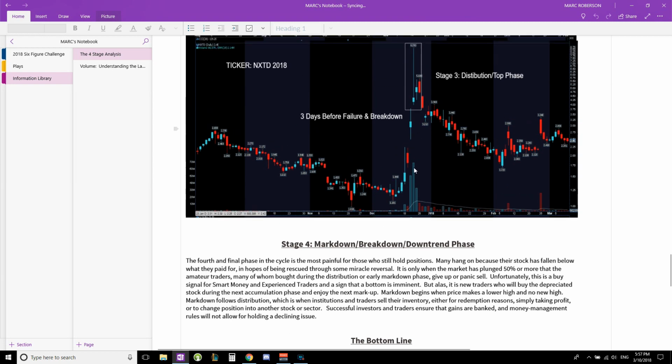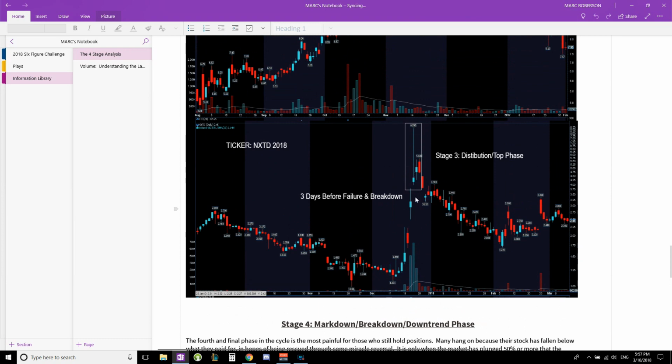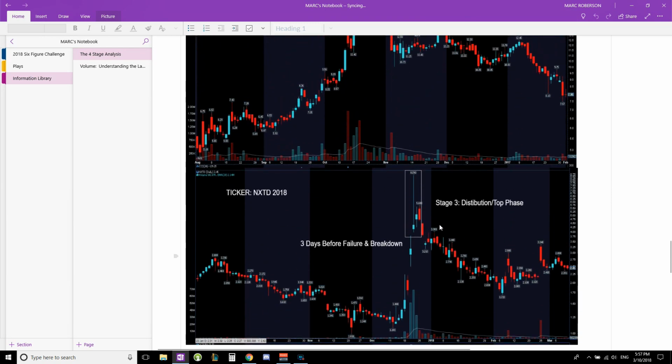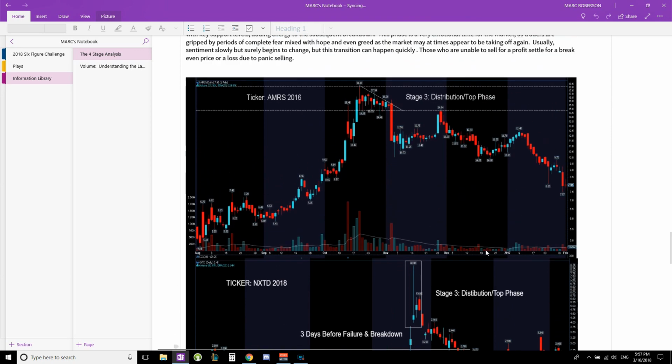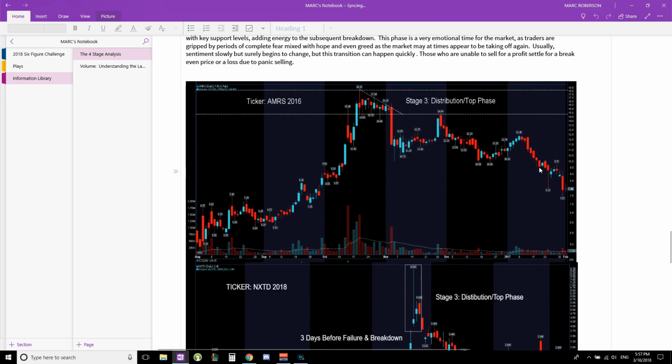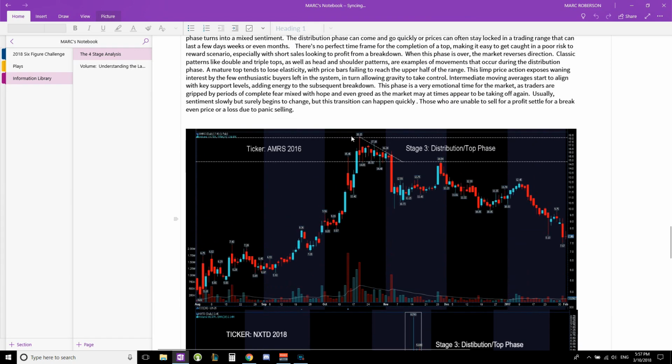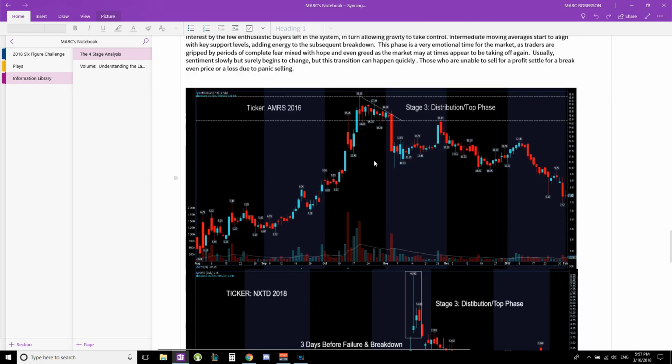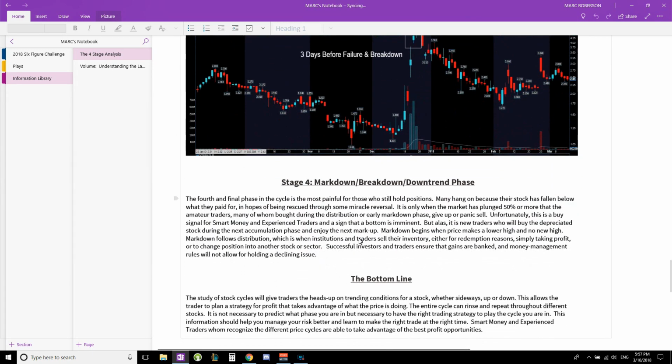But this is pretty much it. I didn't make a stage 4 chart, but as you can see here, this is the stage 4 downtrend, breakdown, lower highs, downtrend. And this is where a lot of amateurs get caught because they buy in the distribution phase, and then it moves into stage 4, which is the downtrend phase, and then they're trapped in this area with large losses.